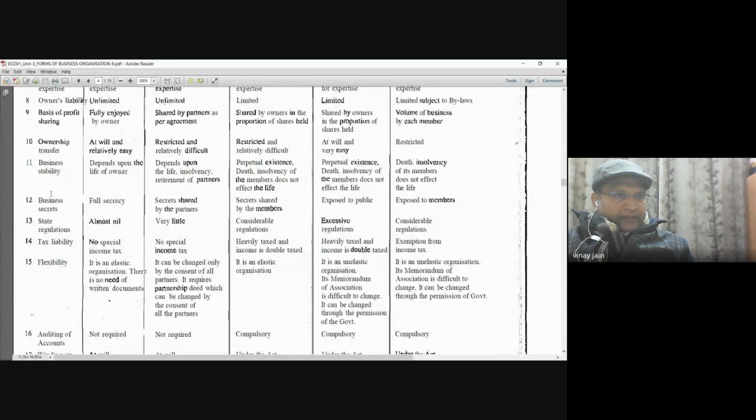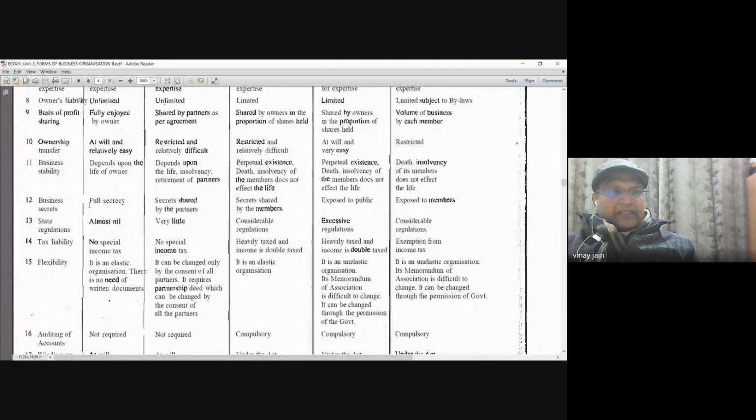Then, guys, the 11th point says about the business stability. It depends upon the life of the owner; depends upon the life, insolvency, retirement of partners; then perpetual existence, death, insolvency of the members does not affect the life. Death, insolvency of its member does not affect the life. So this is the important feature, because of the death of the owner, if the business is not affected, it is treated to be good.